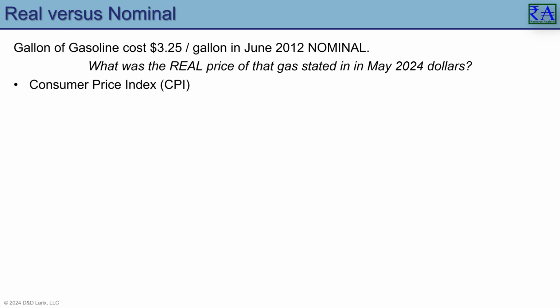Nominal values are the actual prices we see during transactions. For instance, if you purchased a gallon of gasoline for $3.25 in June 2012, this is the nominal price. However, to make fair comparisons of this price over time, we need to adjust for inflation, which gives us the real price. To restate the 2012 price in 2024 terms, we first remove the effect of inflation using the Consumer Price Index, CPI. The CPI for June 2012 was 224.116, and for May 2024 it was 313.225.